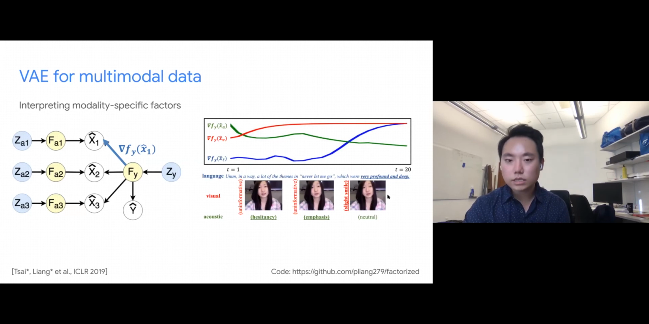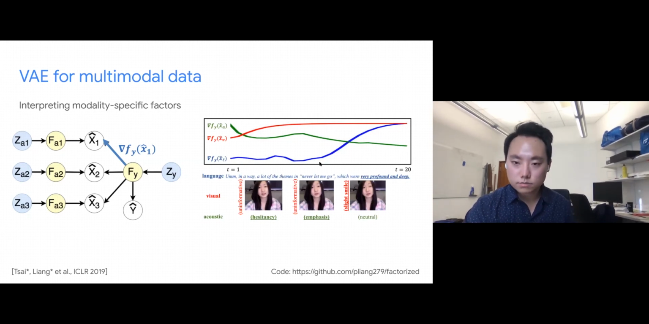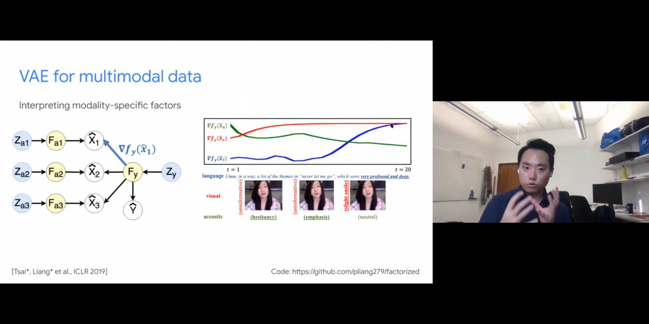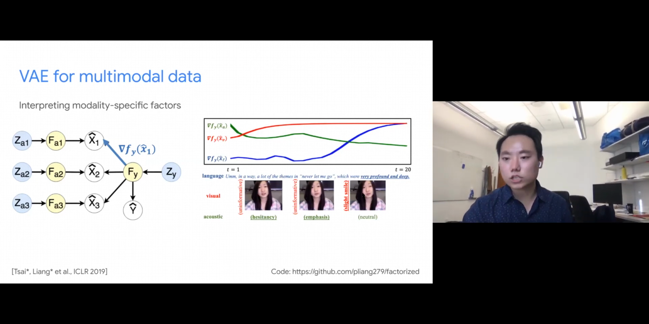So we're actually able to find that these gradients are quite informative in picking up these signals. So in this case, "very profound and deep" probably represents positive sentiment. And the gradient of the generation of those particular time steps with respect to my multimodal factor that represents positive sentiment was actually pretty high.